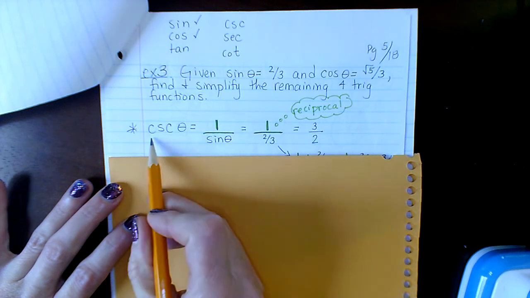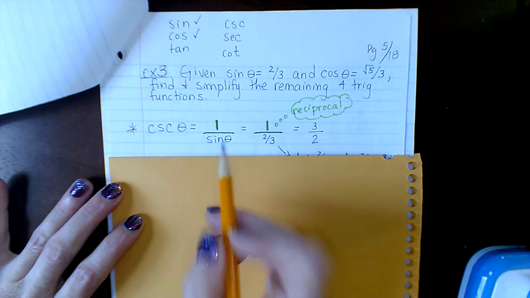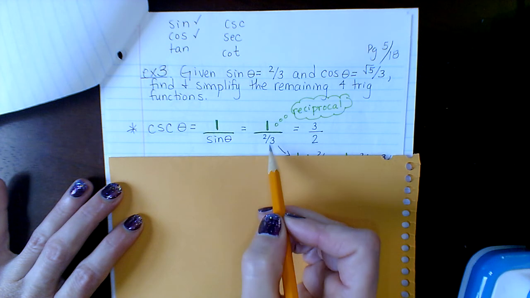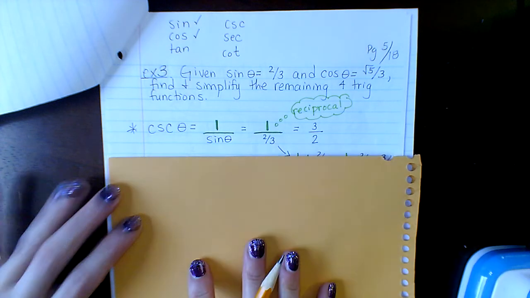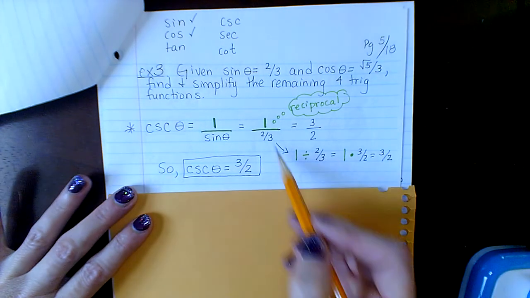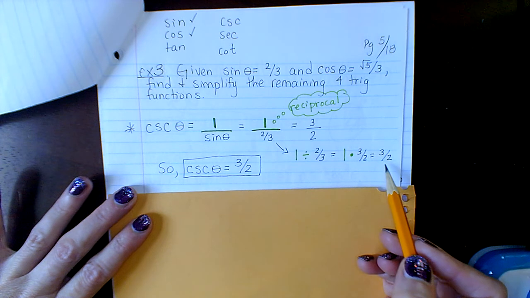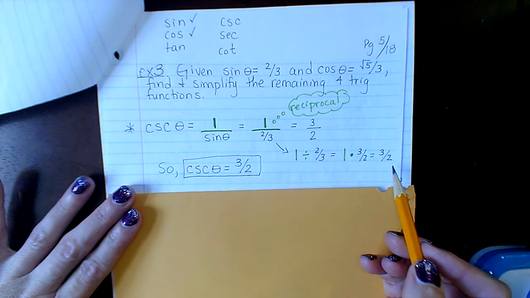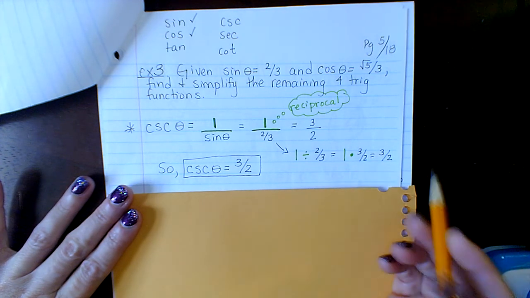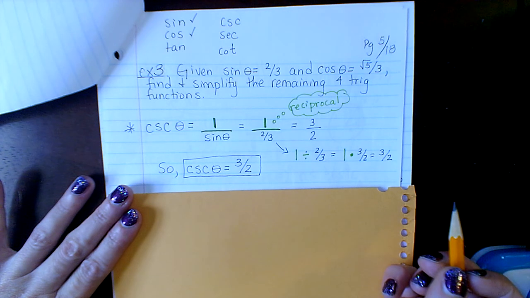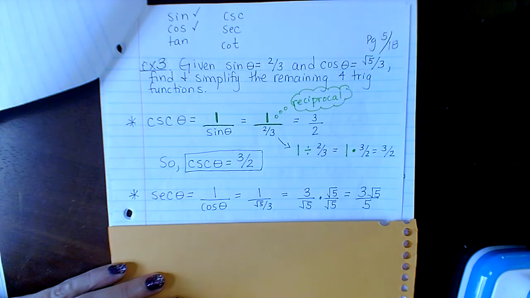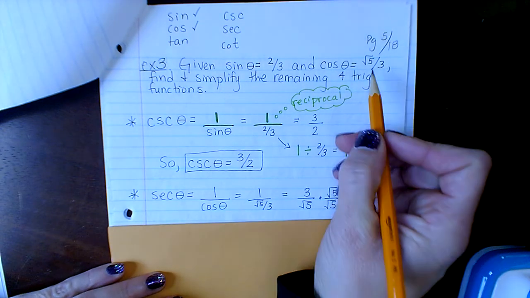I just chose the cosecant to start with because it's 1 over sine, and I've got the sine right there. So it's 1 over 2/3, the reciprocal of which is 3/2. Okay. So I just went ahead and wrote this out in case you wanted to see that reciprocal business. It is just 1 divided by 2/3, or 1 times the reciprocal there. Or you could use a calculator, either one. All right, how about the secant next, since it's just the reciprocal of the cosine, and we have the cosine.